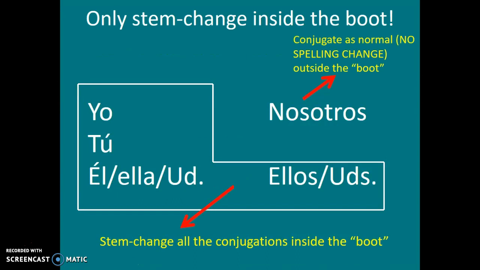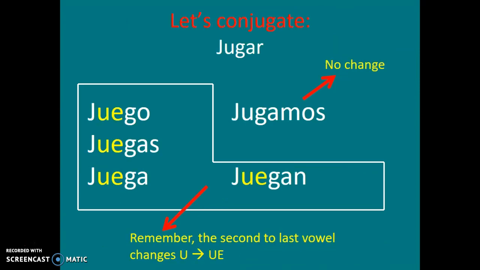So for example, here's just another way of looking at it. So let's take the verb jugar, for example. We know, based on earlier, because I told you, that jugar is a U to UE stem change verb. That means you have to change the U to a UE, okay? In every single conjugation other than the one outside the boot, which is the nosotros form. So we have juego, juegas, juega, jugamos, and juegan.